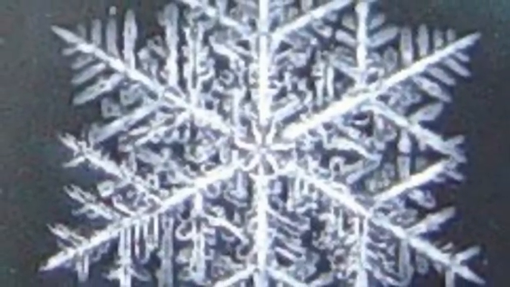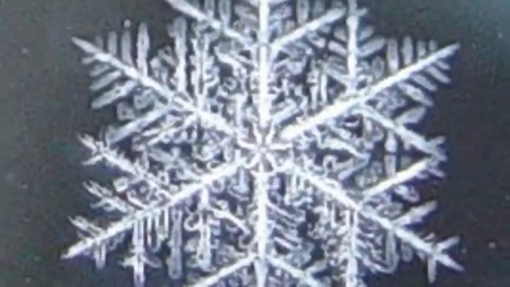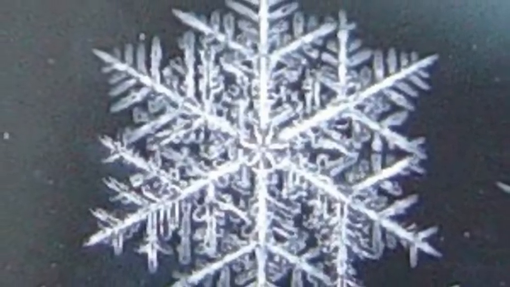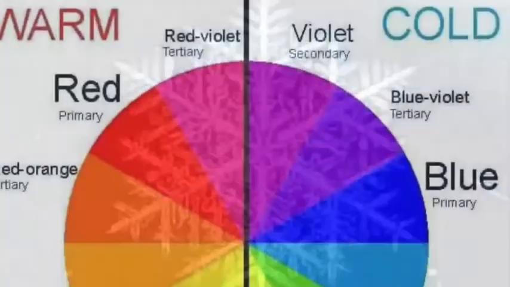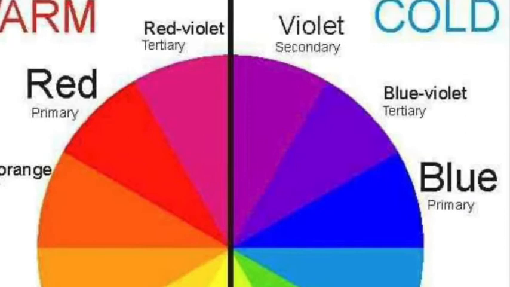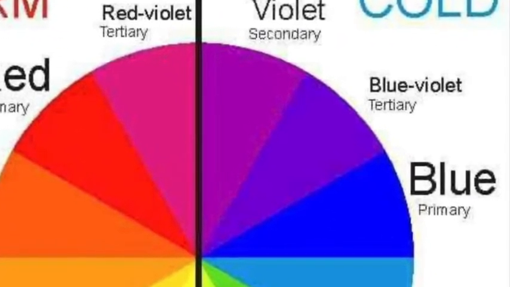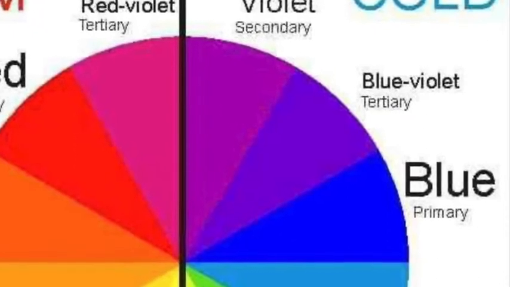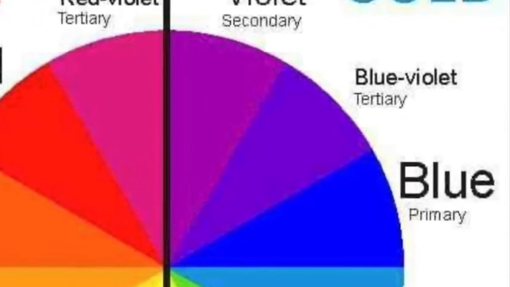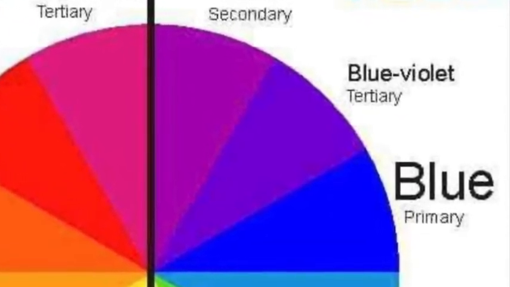A snowflake is a good example of radial symmetry in nature because if you divide the snowflake from the center point out, each slice or section of the snowflake will be the same. In this lesson, we're also going to be talking about cool colors. Did you know that colors have temperatures? Some colors are warm, like reds, oranges, and yellows, and some colors are cool, like blue and purple.